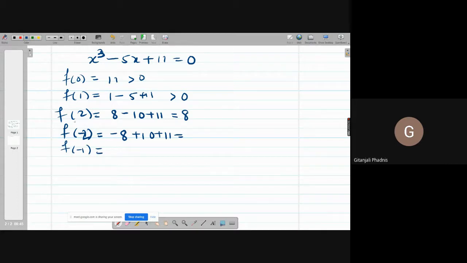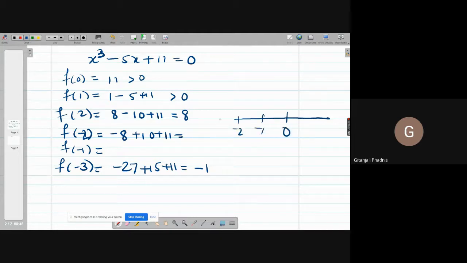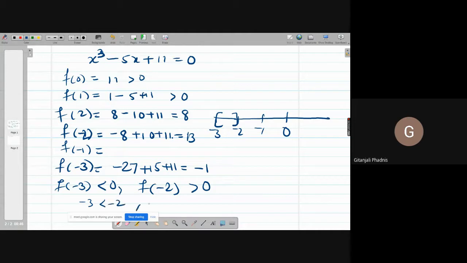So you have to find one where it is negative. Suppose I take minus 3. This becomes minus 27 plus 15 plus 11, so that is minus 1. So I understand that the root lies in the interval minus 3 comma minus 2, because f of minus 3 is less than 0 and f of minus 2 is greater than 0. So my A is minus 3 and B is minus 2, right?